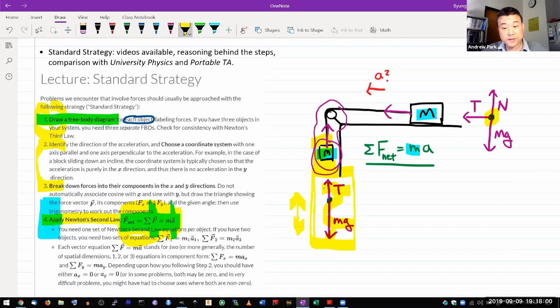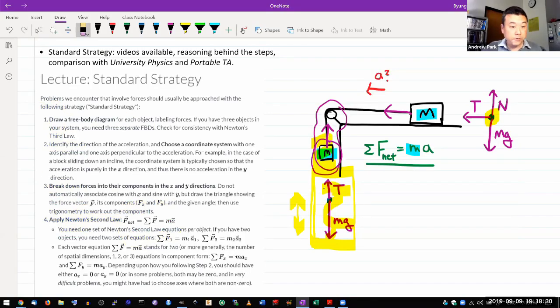So drawing the free body diagram itself will take some practice. And once you do that, then you have these steps laid out. Step number 2, step number 3. And by the time you get to step number 4, really all you have to do is read off information that's already in the diagram. So let me give you a bit of a comparison between how we give you these 4 steps and how the textbook and the portable TA lay it out.